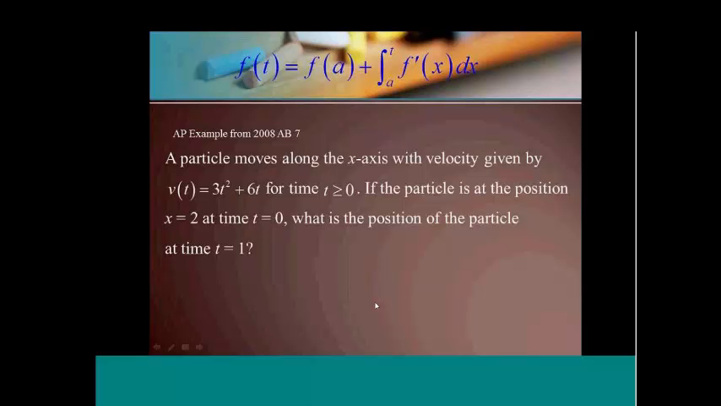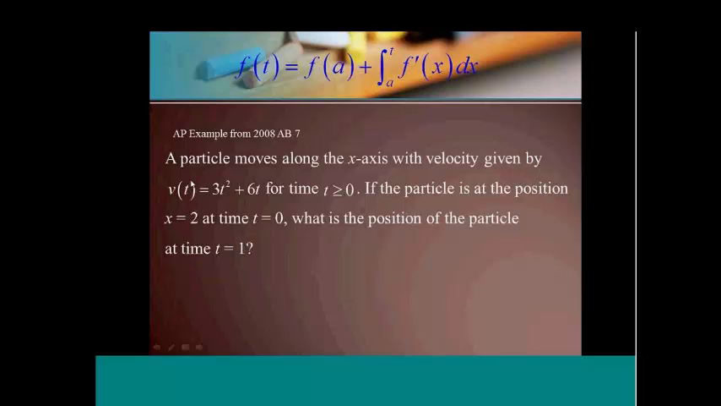Here's another example. From 2008, AB7, multiple choice question. Again, I didn't put the answers up here. But it says a particle moves along the x-axis with a velocity given by v at t is equal to 3t squared plus 6t for time t greater than 0. If the particle is at position x equals 2 at time t equals 0, what's the position of the particle at time t equals 1?